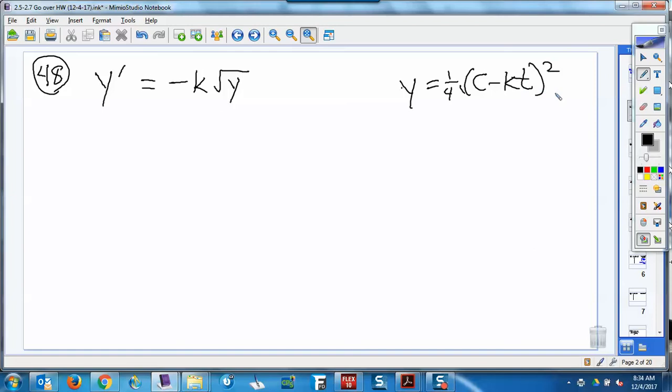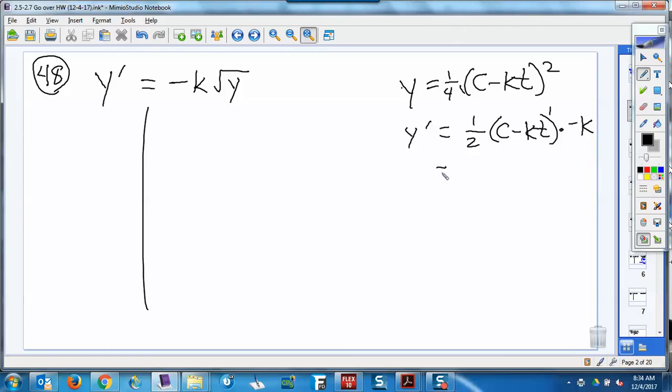So they're claiming that is the solution. So I'm going to do a T chart right here. And so I'm going to need Y prime. So I'm going to bring the 2 down in front. That's going to be 1/2. The inside always stays the same. This drops to a 1. And I got to kick out a what? Negative K. Because T is like my X. Anything multiplied times the X, we've got to kick out, which would be negative K. So this is going to be negative 1/2 K times a quantity C minus KT. Okay? And so that's my Y prime.